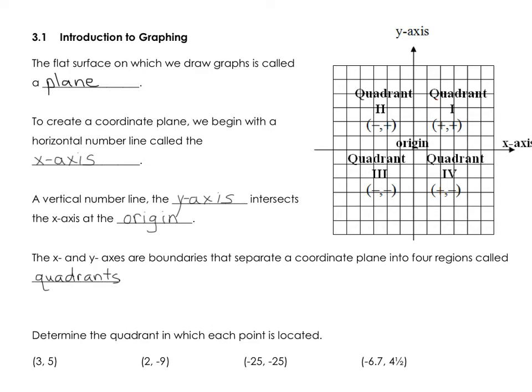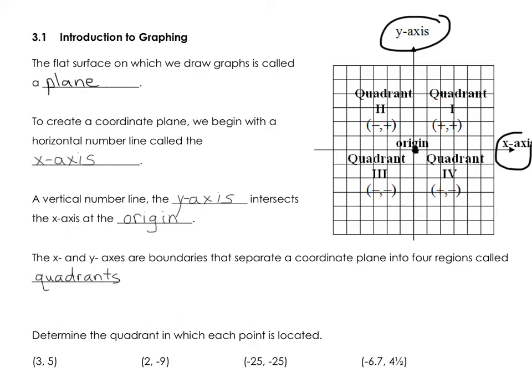Section 3.1, Introduction to Graphing. The flat surface on which we draw graphs is called a plane. To create a coordinate plane, we begin with a horizontal number line called the x-axis. Notice the x-axis in our drawing here. A vertical number line, the y-axis, intersects the x-axis at the origin.